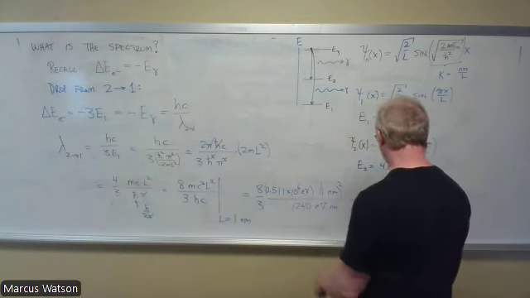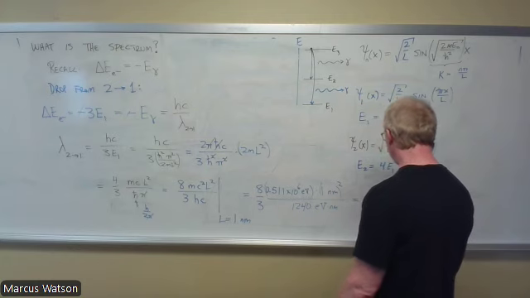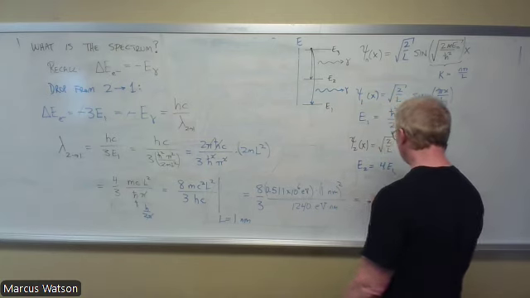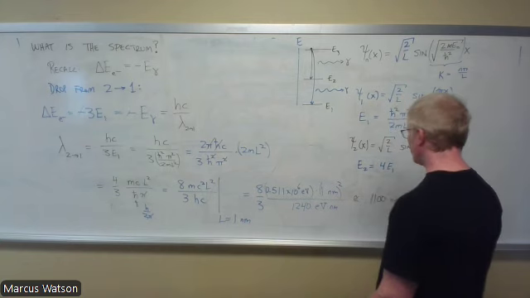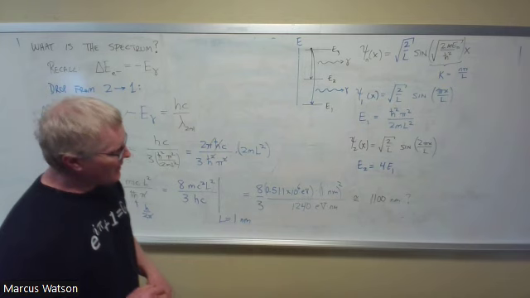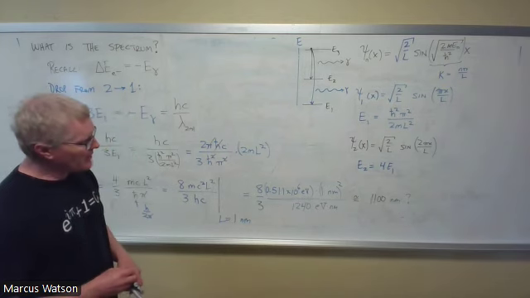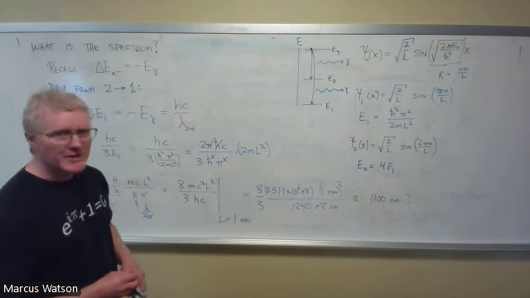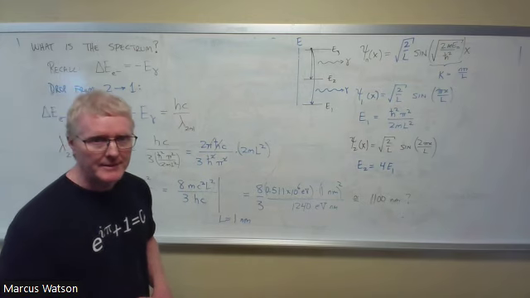Oh, yeah, I multiplied by 8/3. So this is about 1100 nanometers. I'll put a question mark there just in case I screwed something up. 1100 nanometers. So that's well into the infrared, okay?